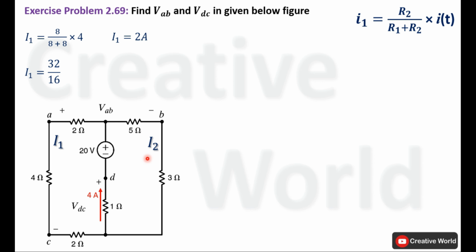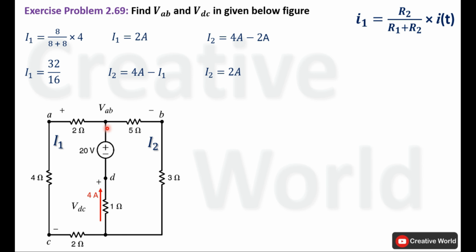Now the current I2 can also be obtained by using Kirchhoff's current law. 4 ampere current is entering this node and 2 ampere current is leaving this node. So the equation for the calculation of current I2 will be: I2 is equal to 4 ampere total current minus leaving current I1. The value of I1 is 2 ampere, which we have previously calculated. So the value of I2 will be 4 ampere minus 2 ampere, which will become 2 ampere.